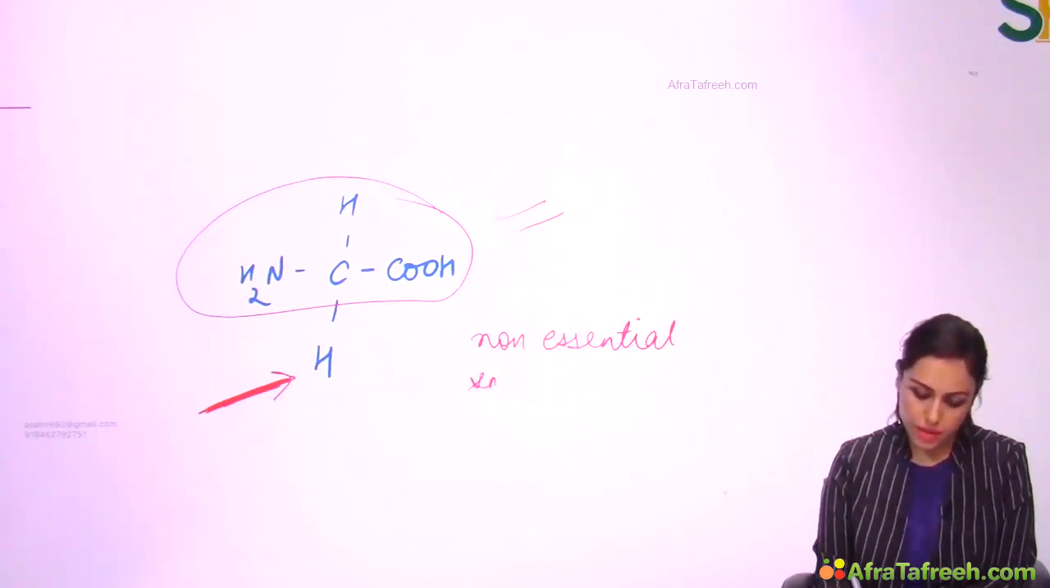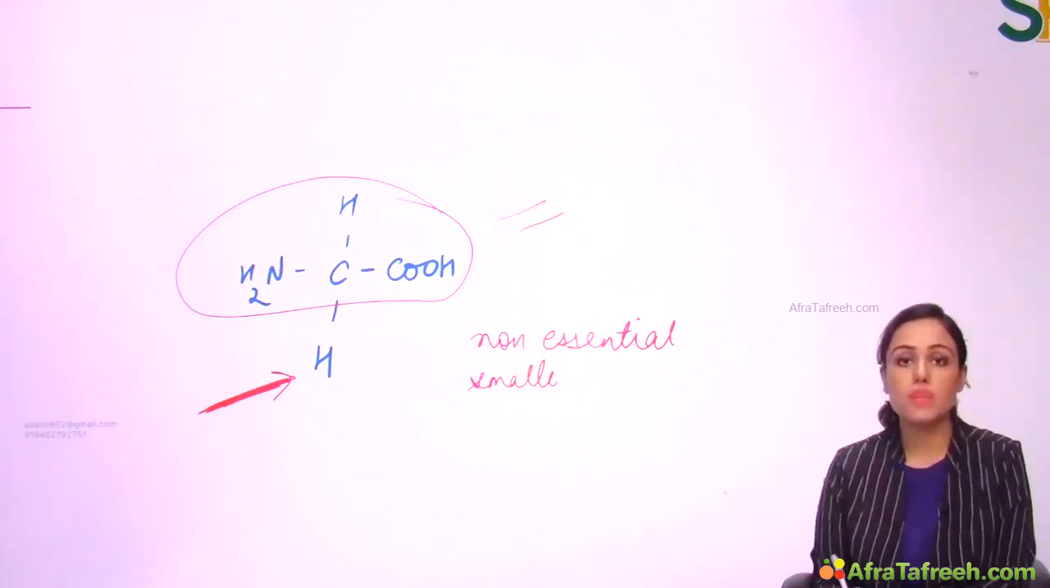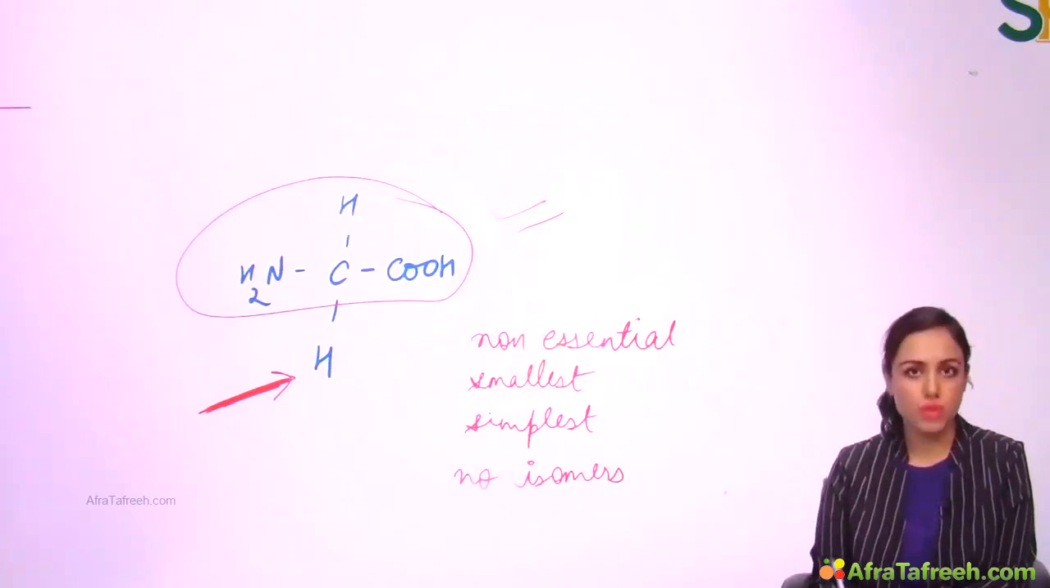And glycine is the smallest, simplest amino acid. And there are no isomers for glycine because the central carbon is symmetric, because 2 valencies are occupied by the same atom, that is hydrogen, right?